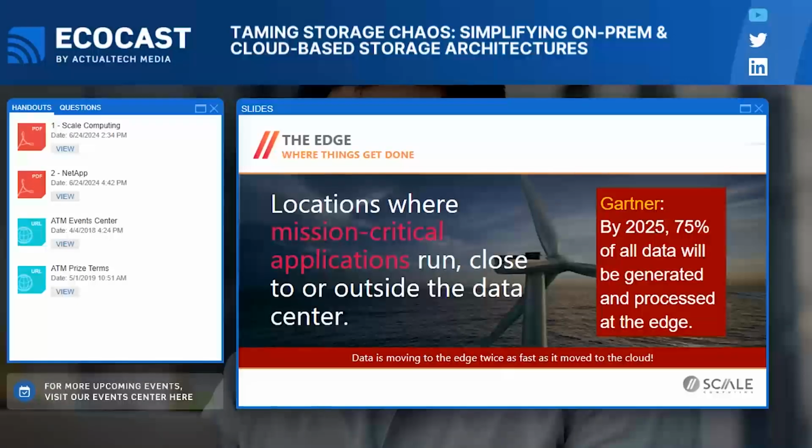So I mentioned the edge, and the word gets kicked around quite a bit. But really, it's important: what is the edge? It's all the locations where mission critical applications are run, close to or even outside of the data center. And Gartner reports that by 2025, 75% of all data will be generated and processed at the edge. We're really seeing that pick up quite a bit. Needless to say, we see this as a growth opportunity.